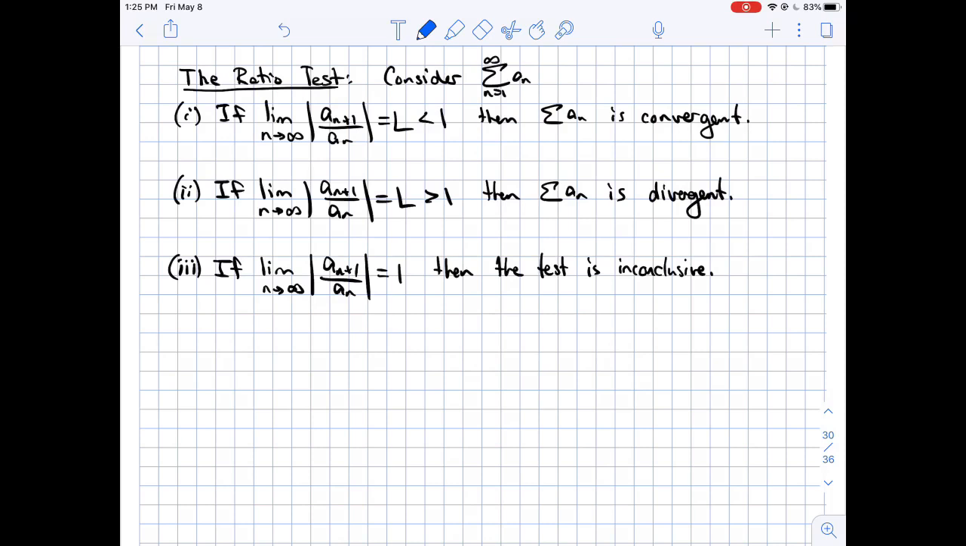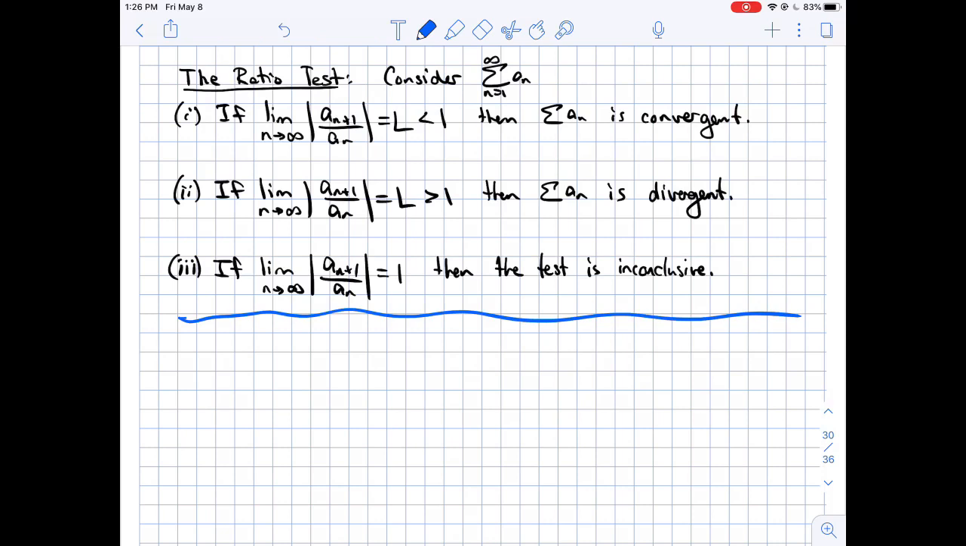Now let's take a little bit more of a look at why the ratio test works the way that it does. We're not going to be doing a full proof here, but we want to develop just a little bit of intuition as to what the test is saying. So first, looking at this, a_(n+1) over a_n, that should actually remind you of something.